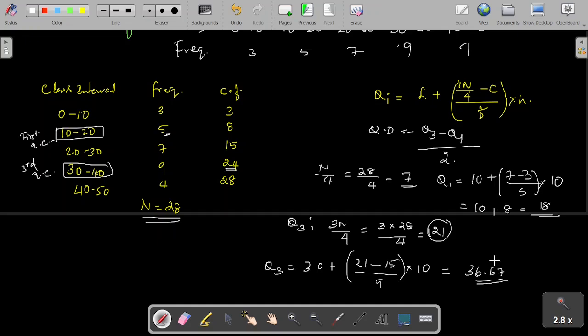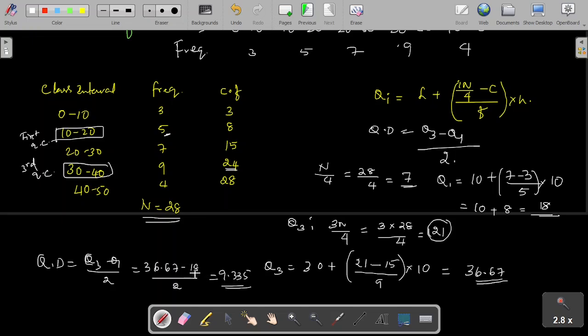If you want the detailed explanation, I have already uploaded a video on partition values. Please watch that video. Now we want the quartile deviation, which is equal to Q3 minus Q1 divided by 2. So 36.67 minus 18 divided by 2 finally gives you the value 9.335. So this is how we calculate quartile deviation.